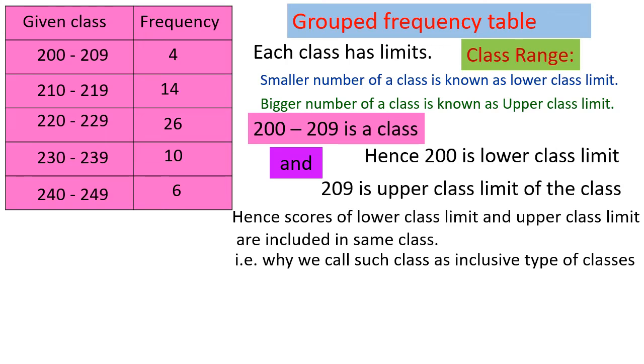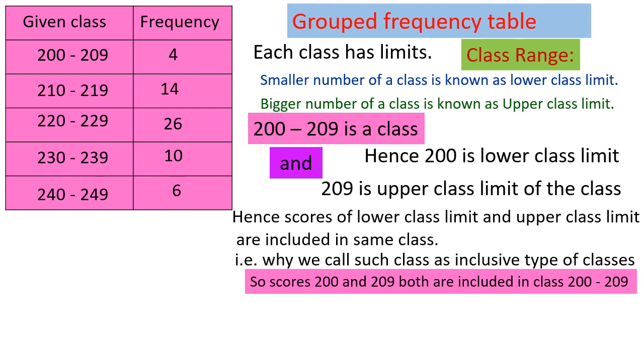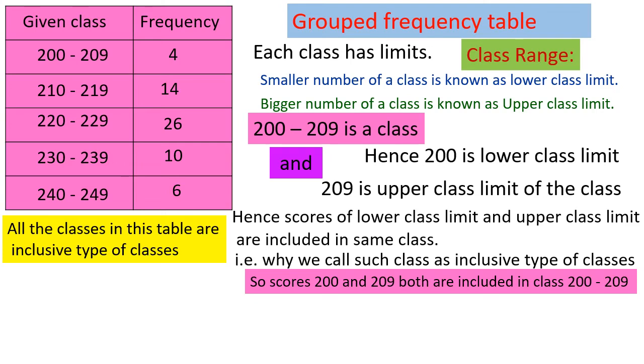When you say 10 scores can be put in that class, you see 200, 201, as I said before, till 209. In the second group, the score 210 will be put, and it will go till 219. The score tally will go in the second group, and in the same way in the third, the fourth and the fifth. That is why we call them the inclusive type. So the scores 200 and 209 are both inclusive, and therefore all such classes in the table are called inclusive type classes.